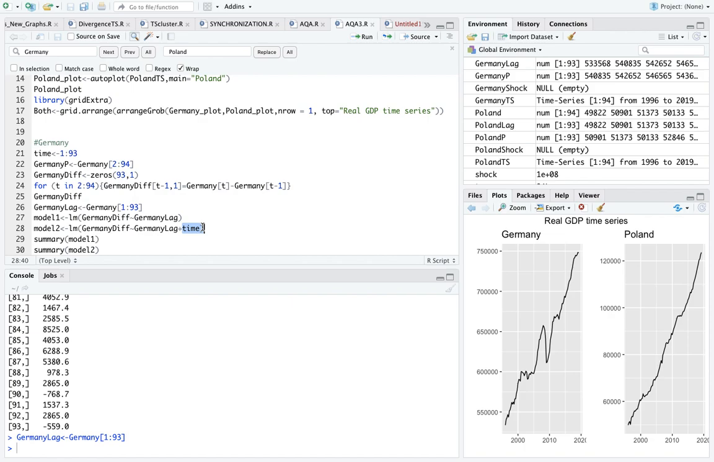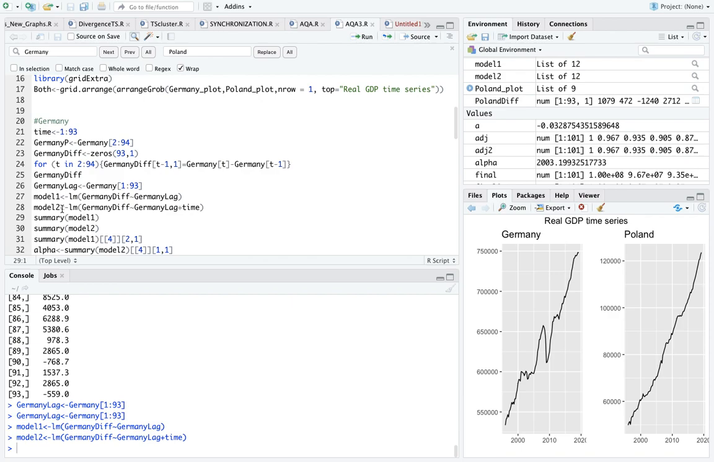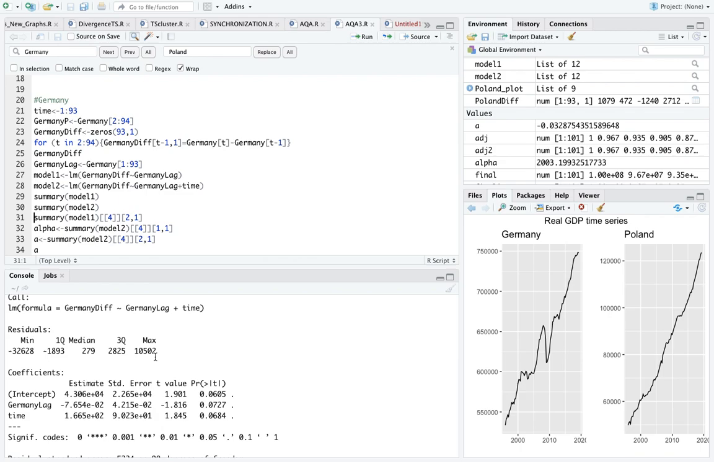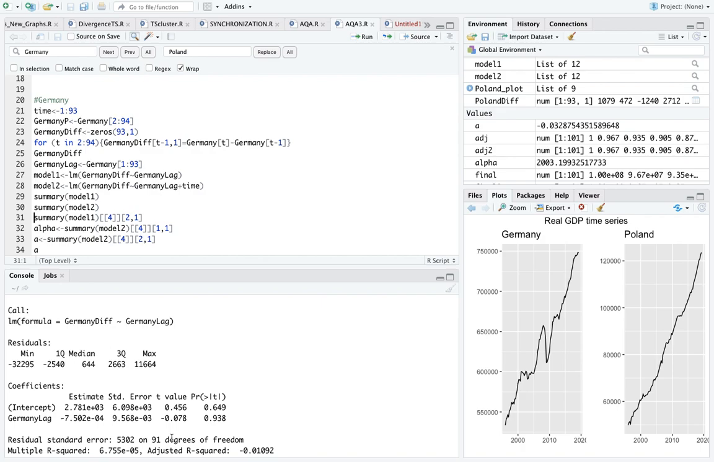So, okay, let me calculate this. Well, not me, but you know what I'm talking about. And let's look at the results. Okay, so we start with a regression with no time trend. And what do we see here? Look, here we see that the value of the parameter is not statistically different than zero. All right, the p-value that we see over here is over 0.9.